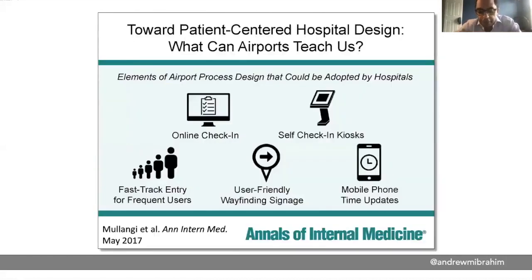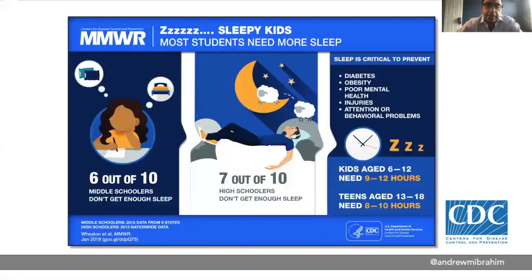This is a paper that actually wasn't a research paper at all. It was an opinion thought piece that compared what is it about the way we design airports that might teach us how to design hospitals better. And this laid out the key 5 points that were extrapolable in the design. And then this is one from the CDC, where they had data showing that 6 out of 10 middle schoolers and 7 out of 10 high schoolers don't get enough sleep daily.